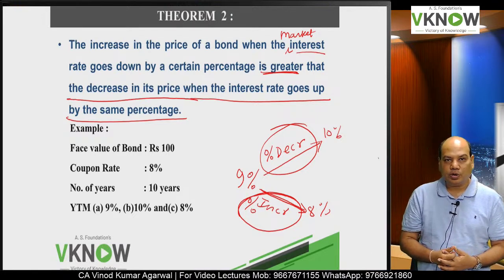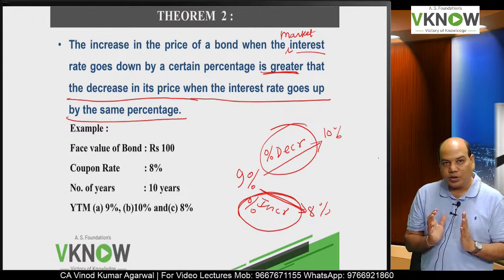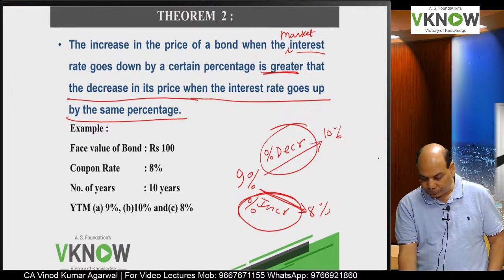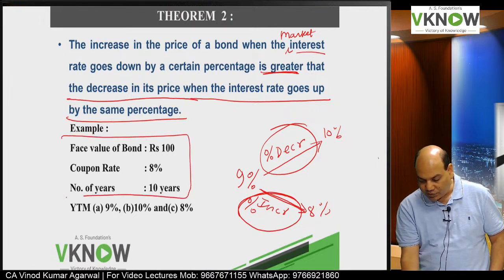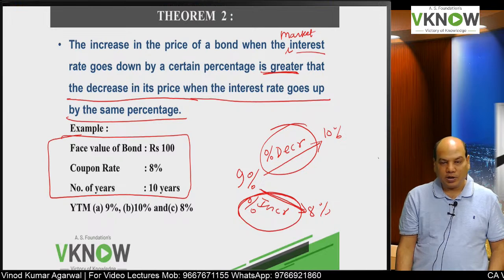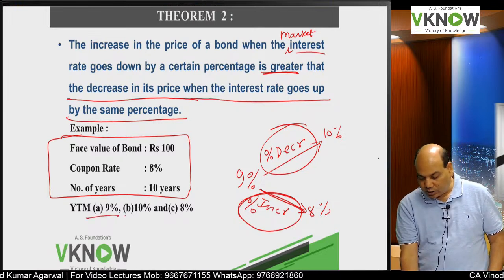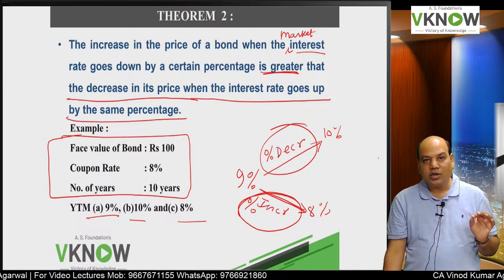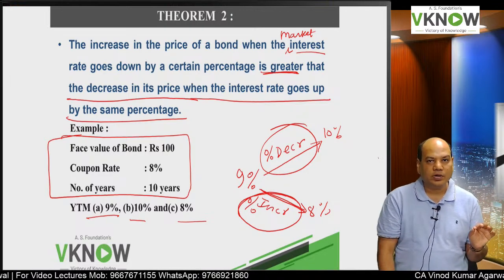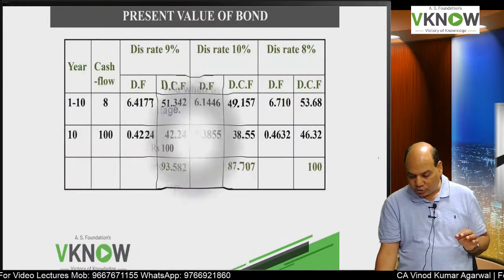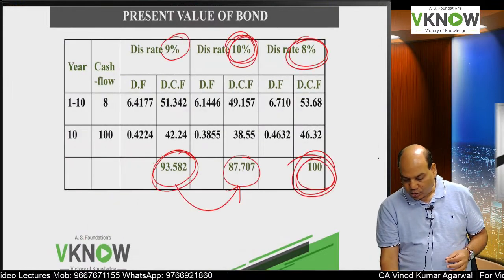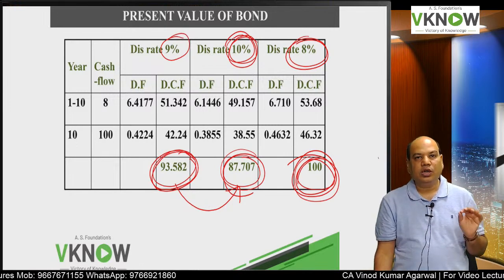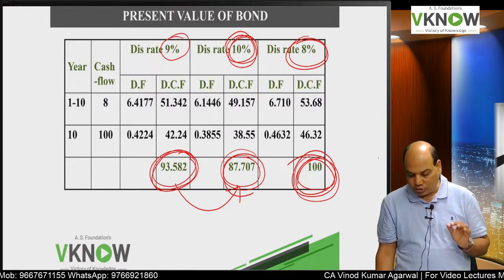Face value of the bond is 100 rupees, coupon rate 8%, number of years 10 years. So this I have kept same as our example earlier, and the 3 YTMs also I have kept same. So good news is that the calculation of the present value we have already done here. Can you see here? We have already done the calculation in your first example. So only I need to compute the percentage change.